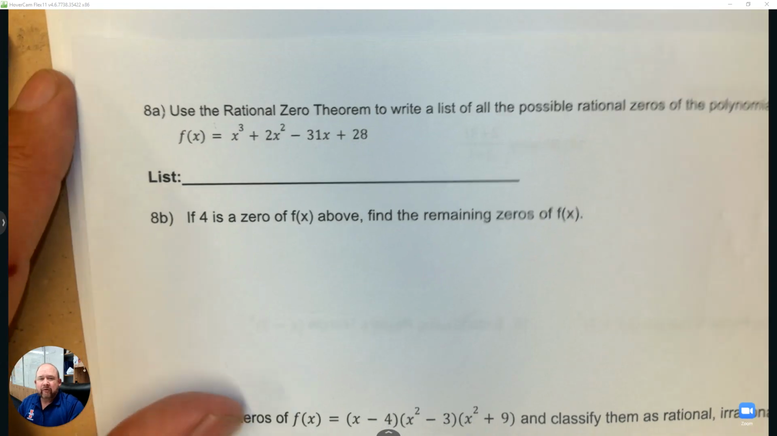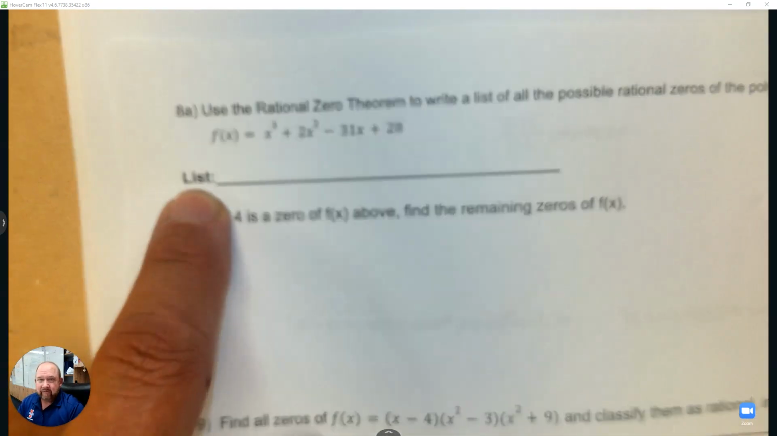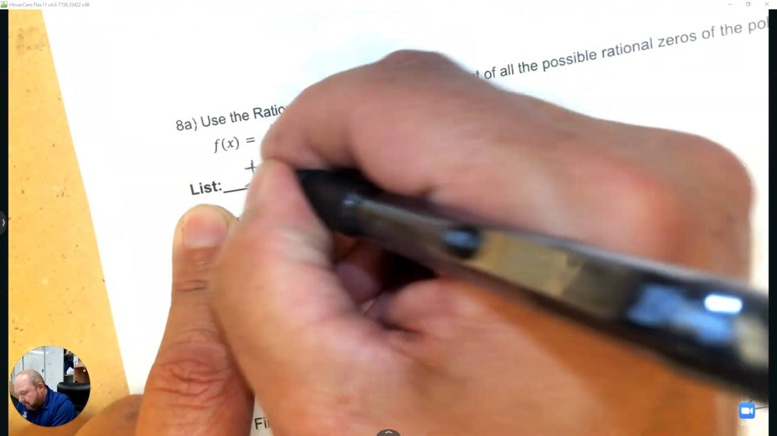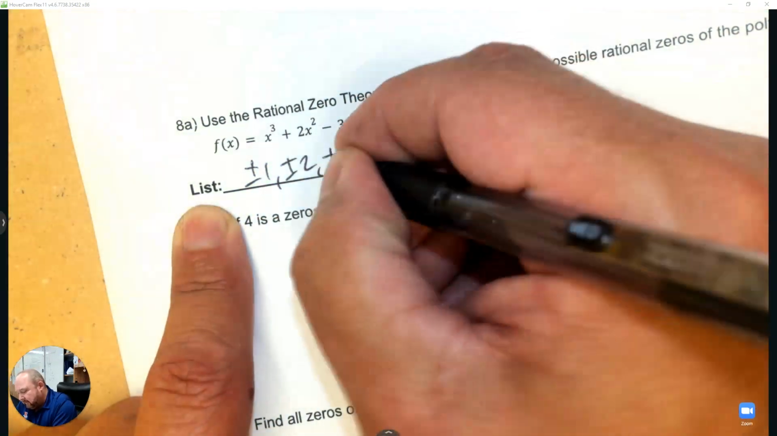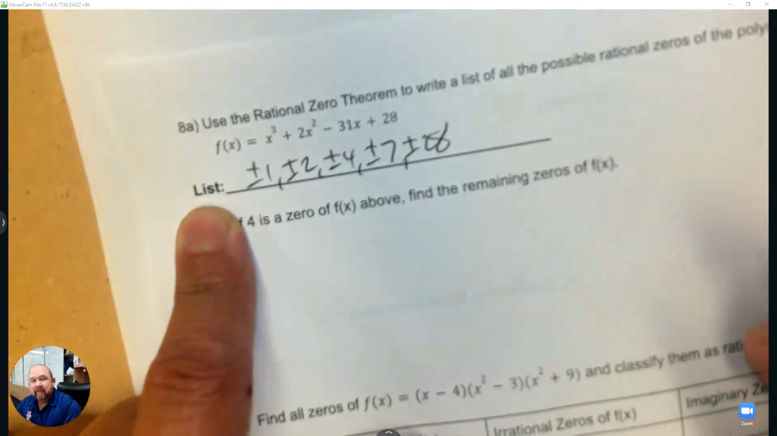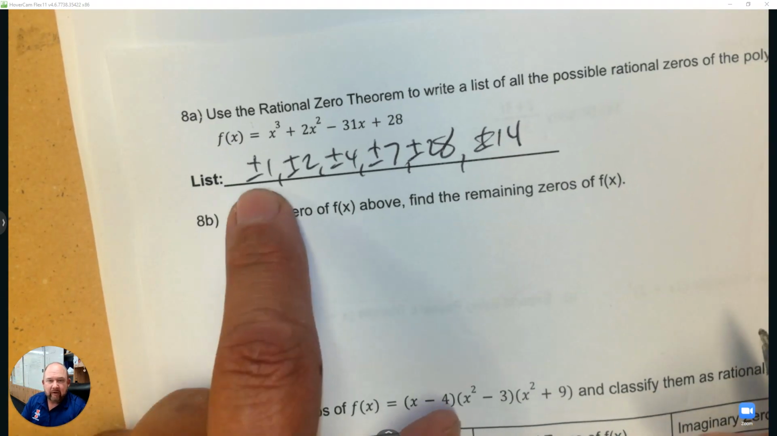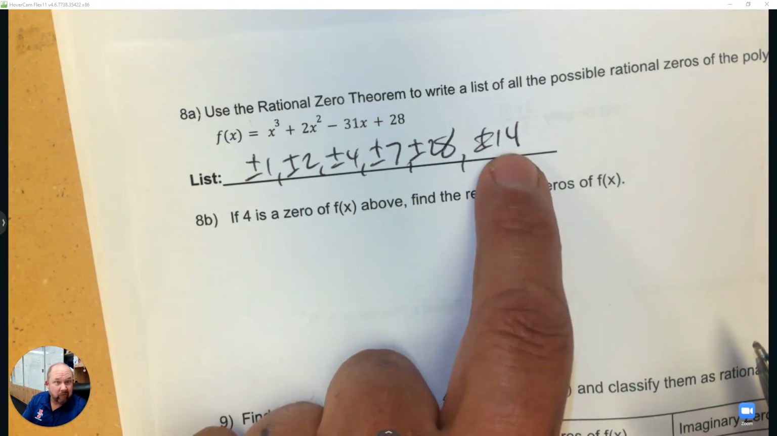All right, use the rational zero theorem here to find all the possible zeros. Now, for this one, we're just creating a list. So look at the very last number. So positive, negative 1, all the numbers that go into 28 evenly. You might have to take some time to think. I missed a number, 14. So all the numbers that go into 28 evenly, including 14.